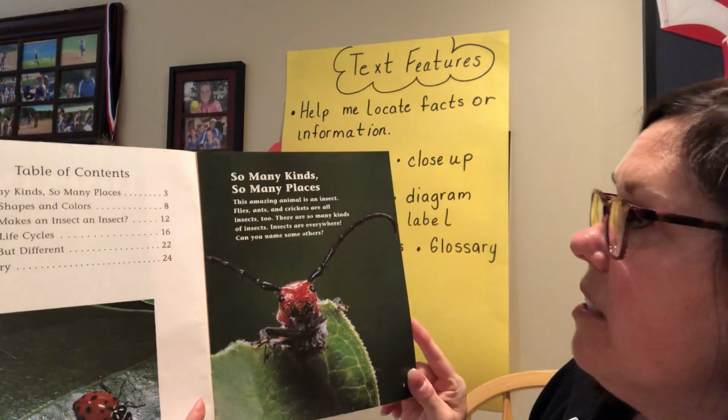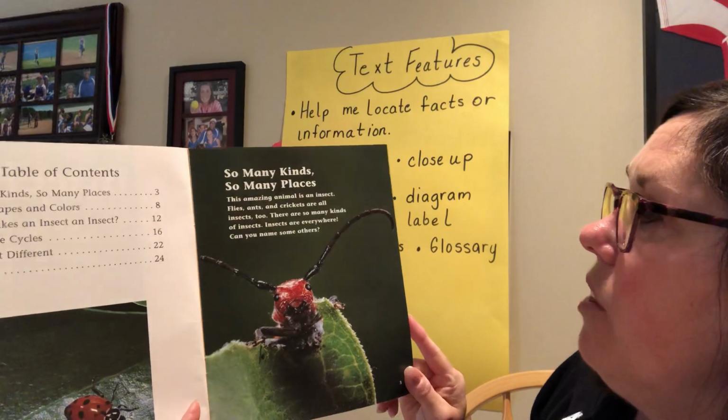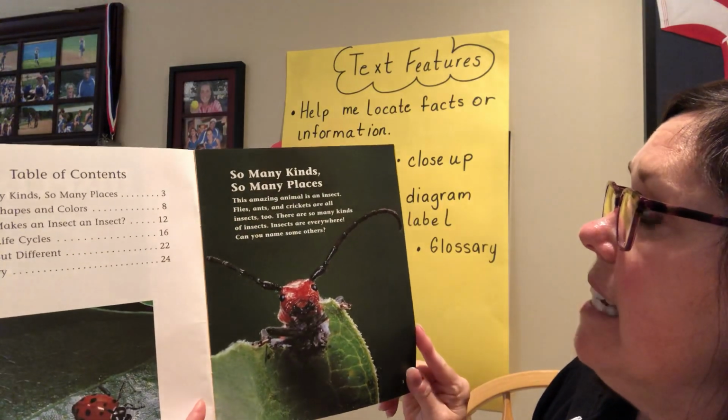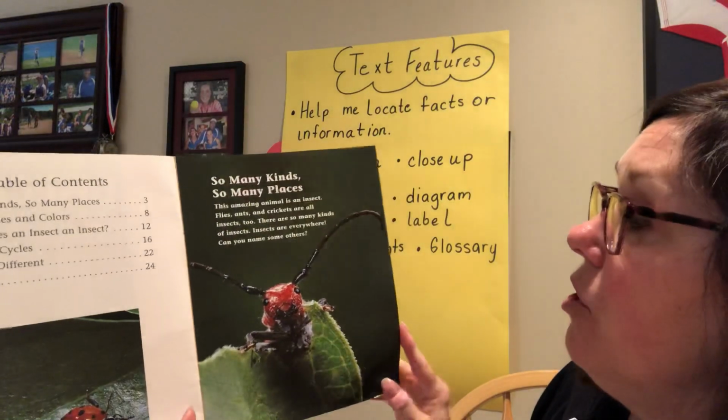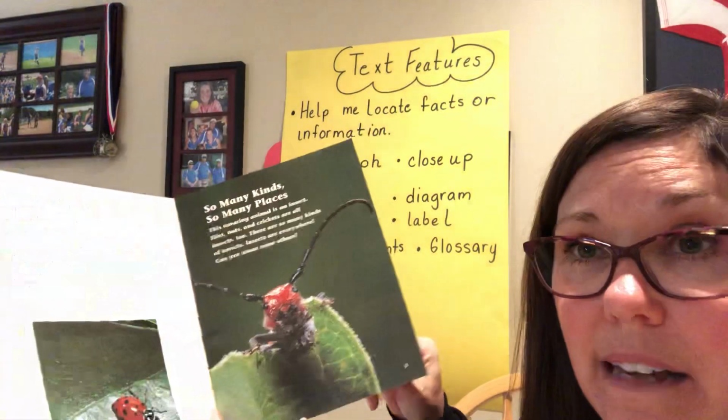Flies, ants, and crickets are all insects too. There are so many kinds of insects. Insects are everywhere. Can you name some others? Can you name some insects? I bet you can.